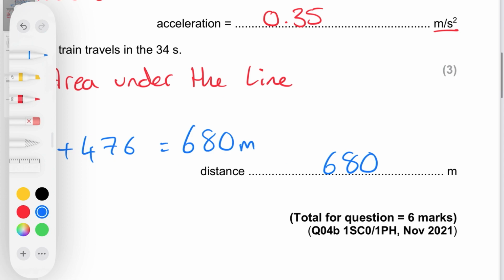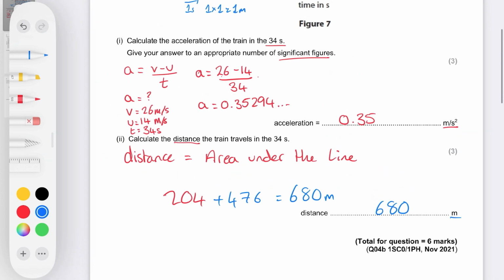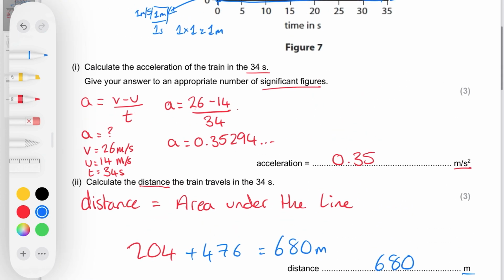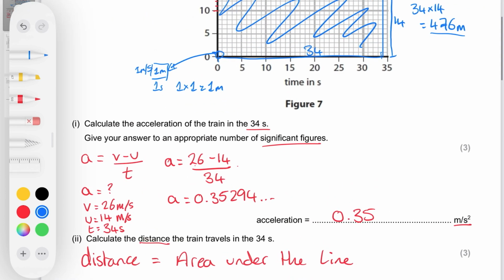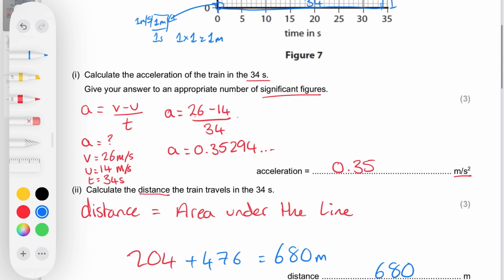680 meters. Perfect. The unit's already there for us. So that's the first question. That's November 2021. That was actually question 4B in that paper. So if you look at that full paper, that's where you would find this question. Hopefully that makes sense, and we'll move on to the next question.